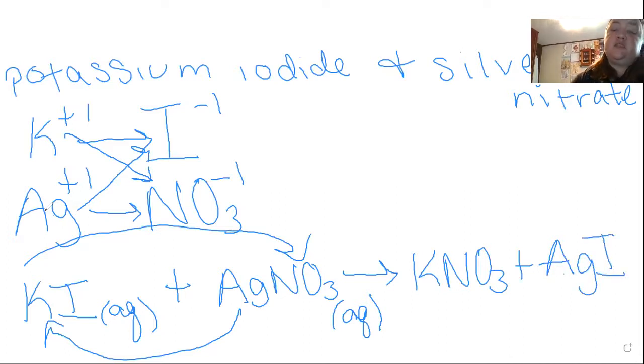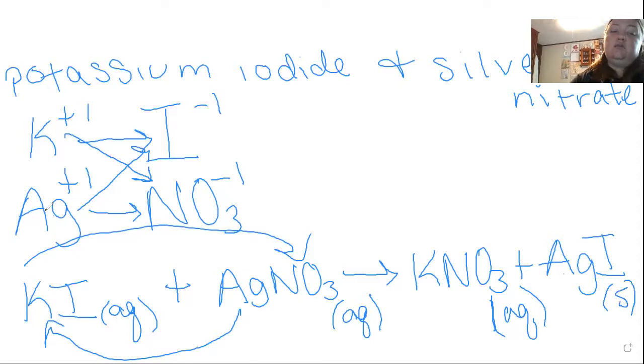Now, from the video from yesterday, we know the solubility rules. We know that group 1 cations are always soluble. Nitrates are always soluble, so the KNO3 is going to be aqueous. And we know that group 17 anions, that is the halogens, are usually soluble unless they are paired with silver, lead, mercury, things like that, like transition metals. So the AgI is going to be a solid.